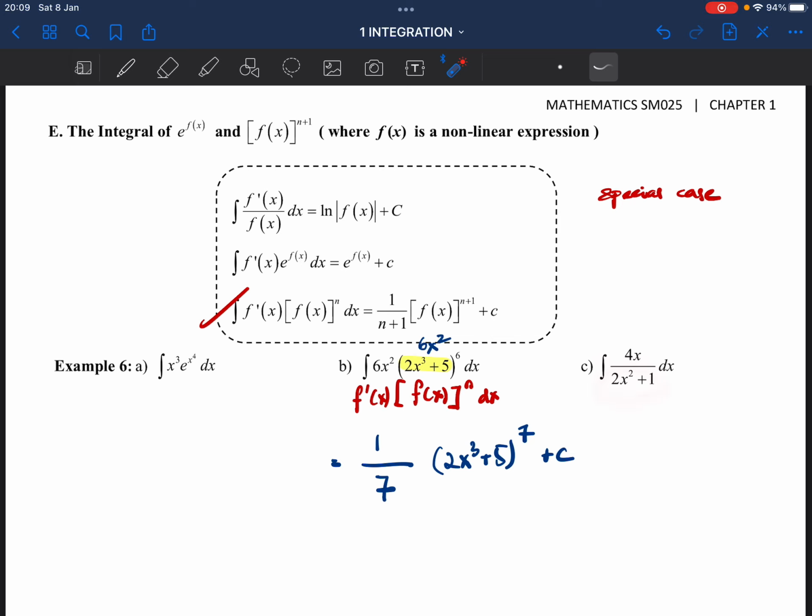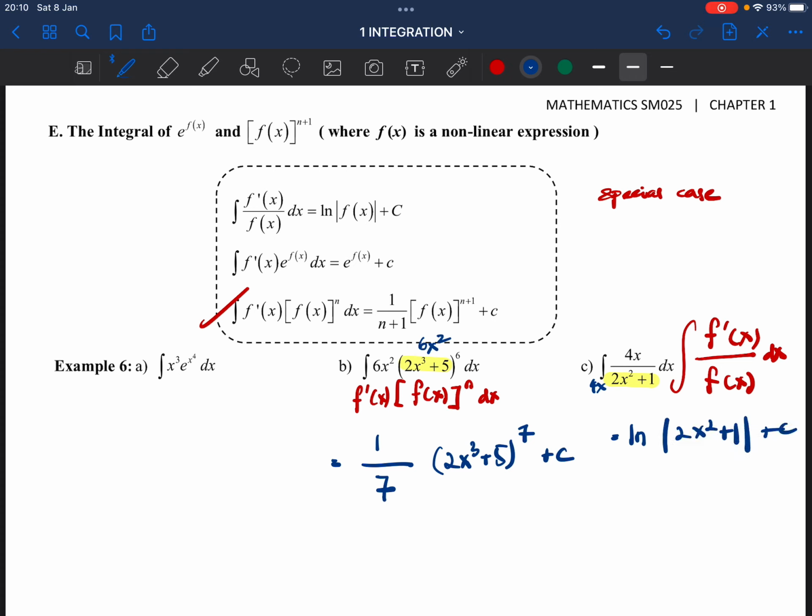Here we have 2x squared plus 1. Let's say this is our f(x). Okay, so you know that if you differentiate 2x squared plus 1, you will get 4x, right? You get 4x, which means the upper here is your f prime x. Okay, so if you come across f prime x over f(x), straight away the answer is ln f(x) plus c. So without second look, the answer is straight away ln modulus 2x squared plus 1 plus c. Okay, so that's it. So this is the easy method, only if you can memorize this formula here.